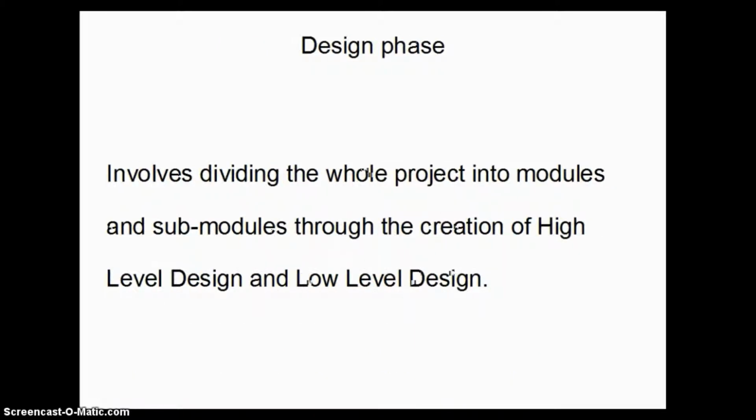The design phase involves dividing the whole project into modules and submodules through the creation of high-level design and low-level design. We will discuss specification by example and BDD in subsequent tutorials.